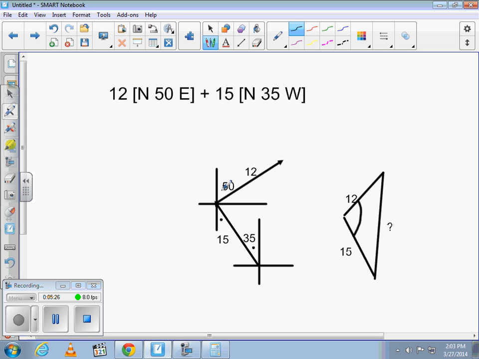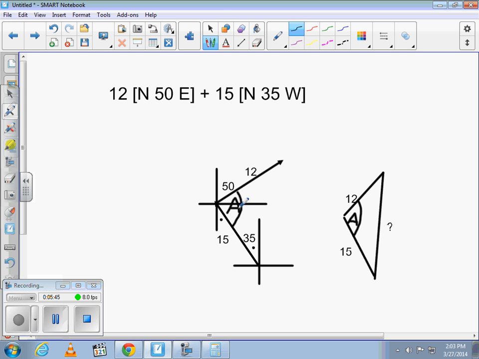We also have that this angle here is 50. If I was to go from here all the way around to here, that's 180 degrees. So the angle inside here, I'm calling that angle A. That angle A is the same as this angle A here.